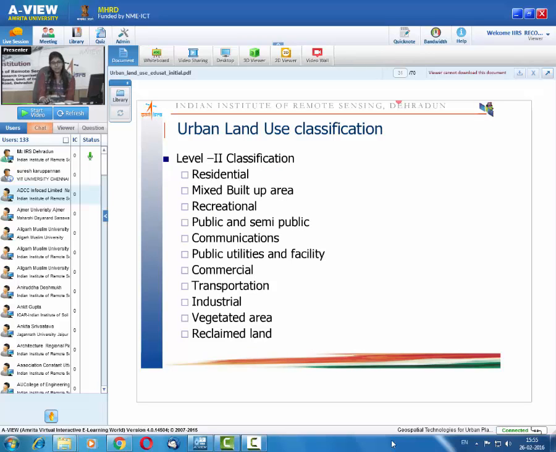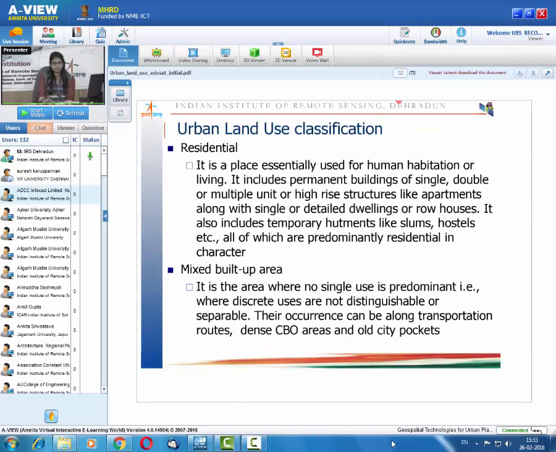Now, when we come to level 2 classification, it cannot always be done digitally. However, attempts can be made. We all know what residential means. The definition of residential is given. Structures or apartments or row houses can be referred to as residential.